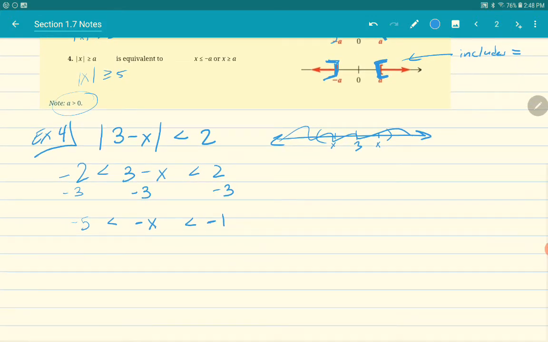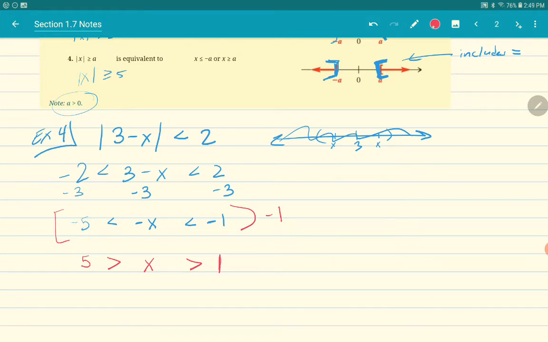Now here's something a little tricky. I have to multiply this whole thing by -1, which means I have to flip everything. Take the opposite of everything. So I'm going to multiply everything by -1 to get x to be positive. So the -5 becomes a positive 5. The less than sign becomes a greater than sign. The negative x becomes a positive x. The less than sign becomes a greater than sign. And the -1 becomes a positive 1.